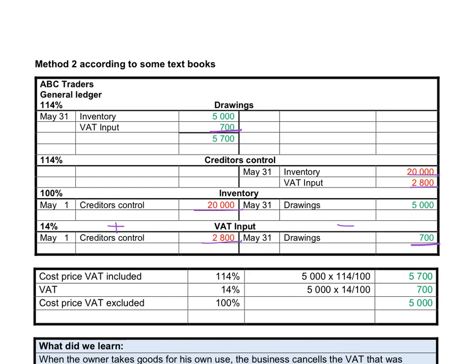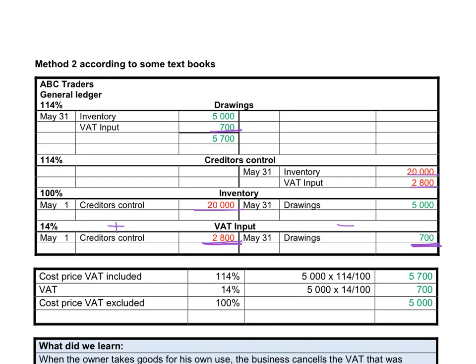In the second method, they want to reduce the inventory with the goods that the owner took, and they say because the VAT of 2,800 cannot be claimed from SARS anymore, because some of the goods were not for the purpose of the business, the VAT input will be credited to reduce the amount.